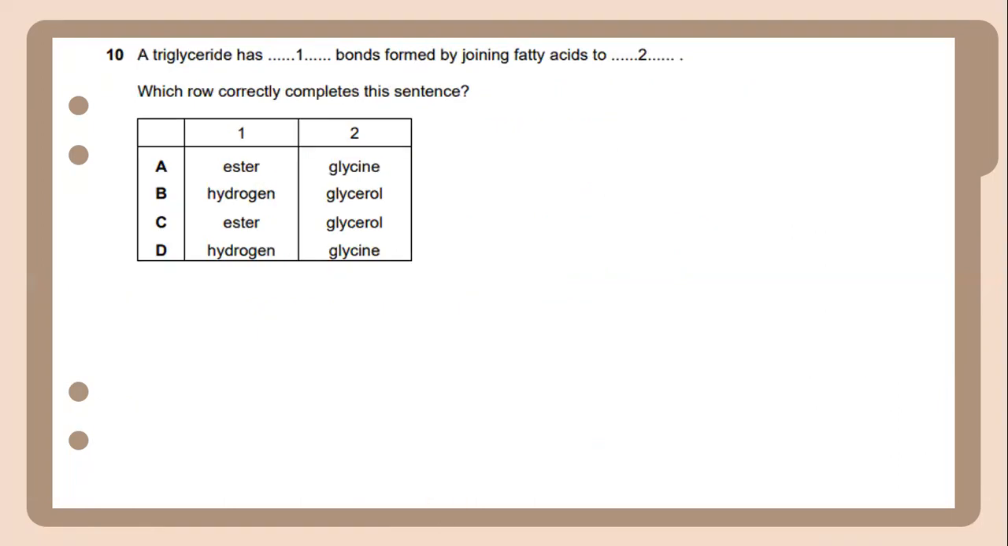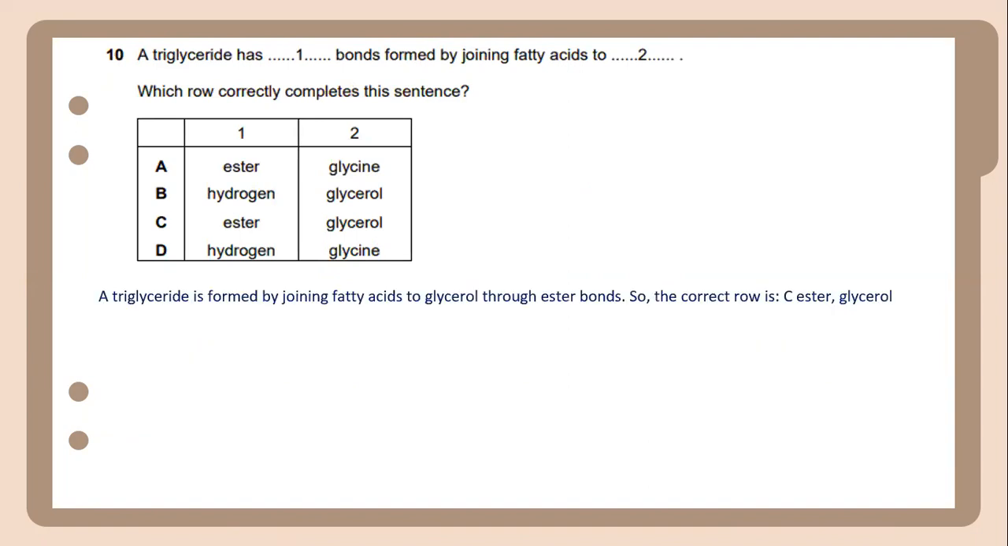Number 10. A triglyceride is formed by joining fatty acids to glycerol through ester bonds. So the correct row will be ester and glycerol.